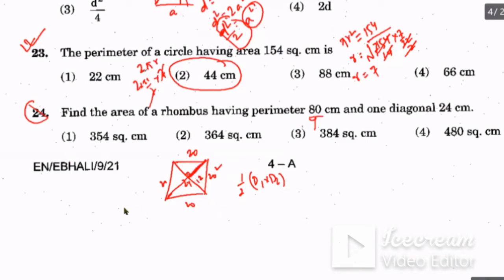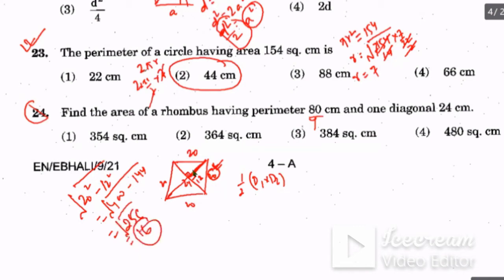So what will be half of diagonal 2? Here it is 90 degrees, and 20 is the hypotenuse, so you can find the square root of 20 square minus 12 square. It will be the square root of 400 minus 144, and you subtract to get 256, and you can get 16. So half of diagonal 2 is 16, and diagonal 2 is 16 plus 16, 32. So easily you can find the area of the rhombus.